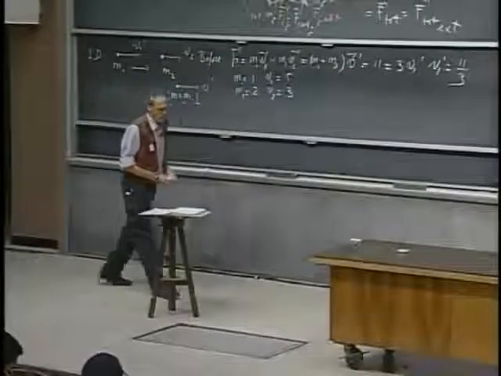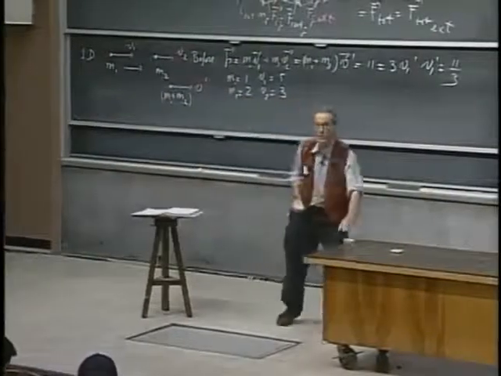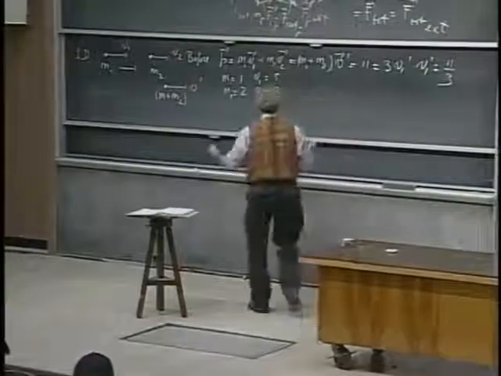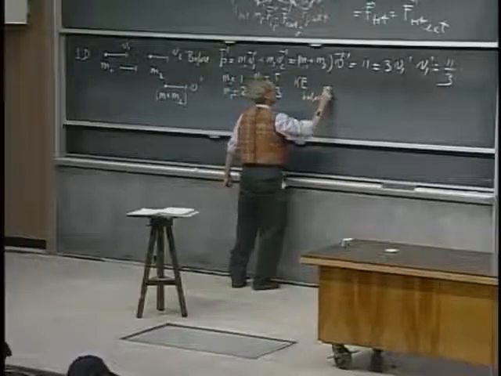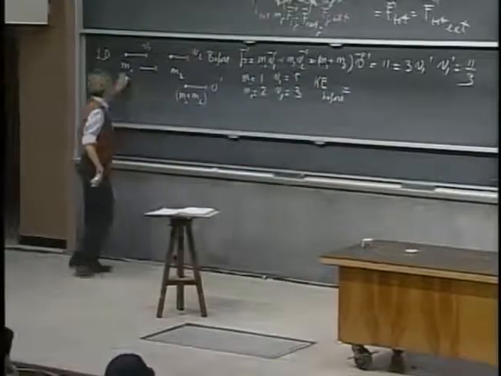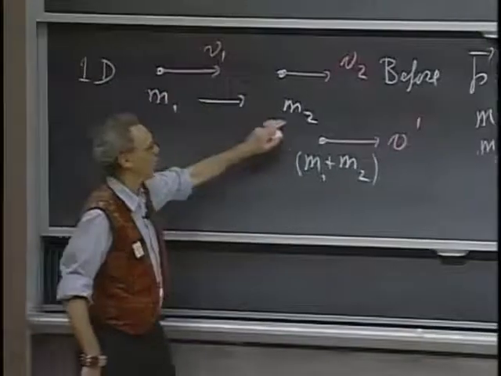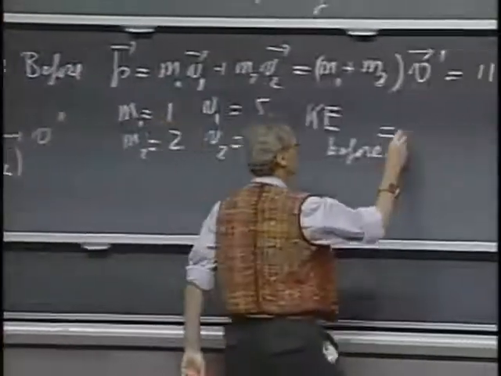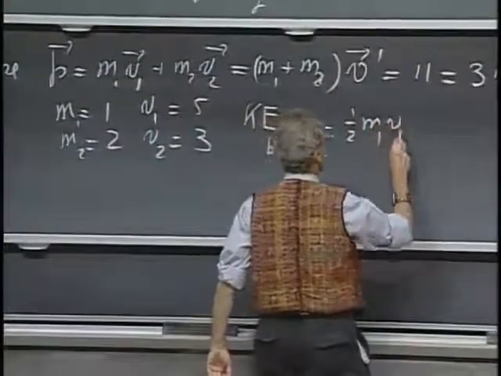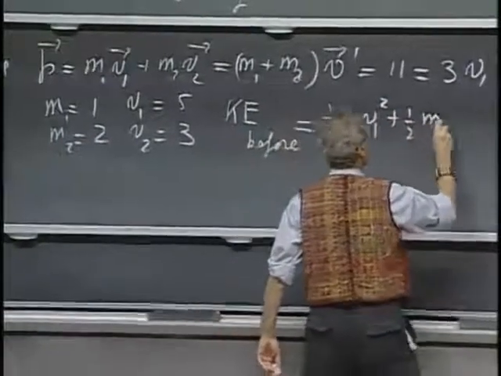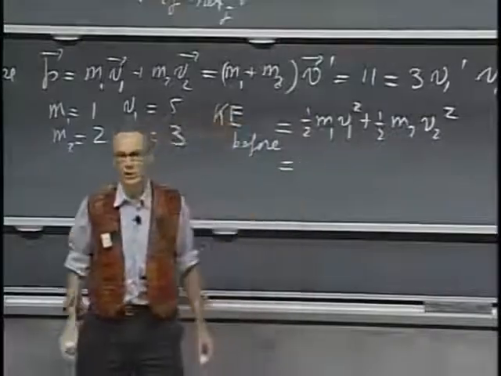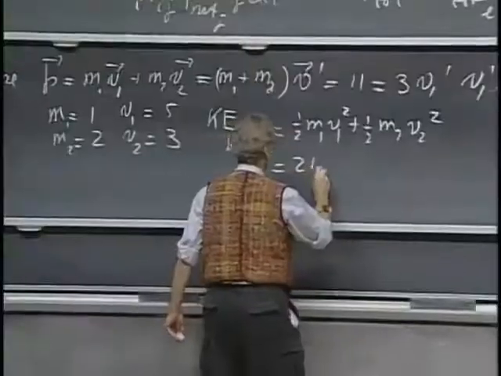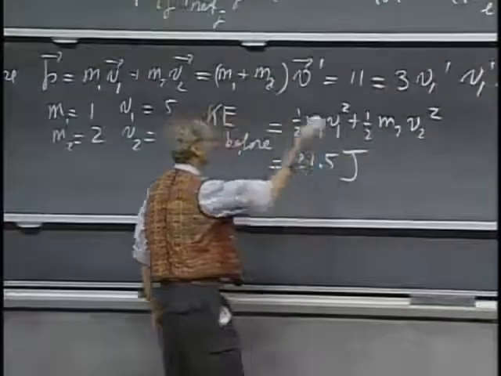Now, there was a certain amount of kinetic energy before the collision. And of course, we can all calculate that. Kinetic energy before the collision is 1/2 m1 v1 squared plus 1/2 m2 v2 squared. How much is it? You can do that as well as I can. If you add that up, you'll find 21.5 joules. Trivial to stick in the numbers.